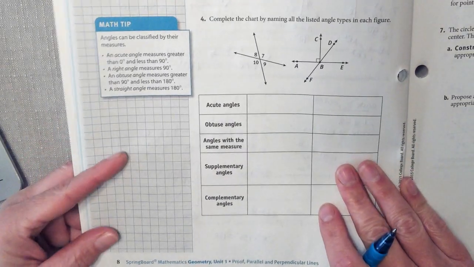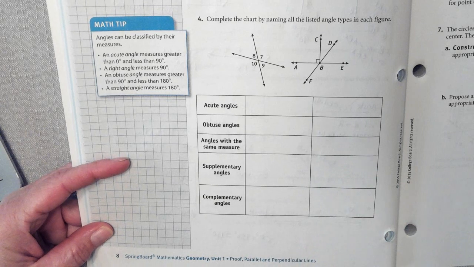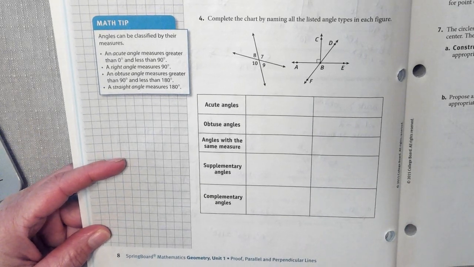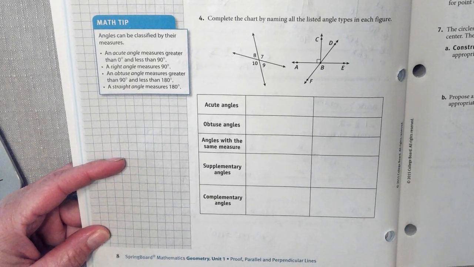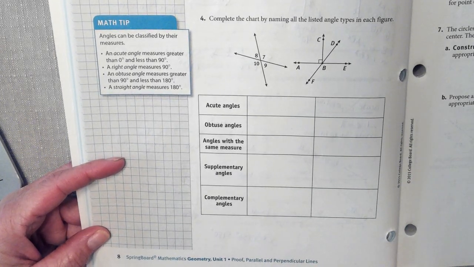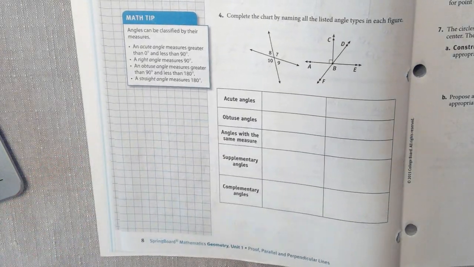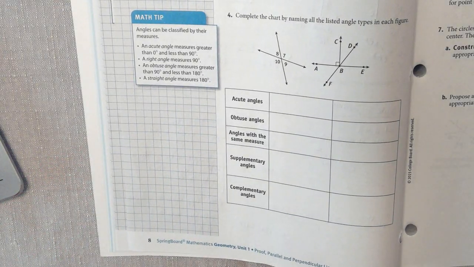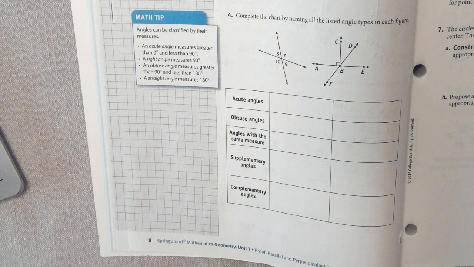Notice over here on the side we have a math tip. That's where a lot of our vocabulary and definitions will appear. It says an acute angle measures greater than 0 degrees, because if you have 0 degrees, it doesn't open into anything, and less than 90. A right angle measures 90, obtuse greater than 90, and a straight angle measures 180.